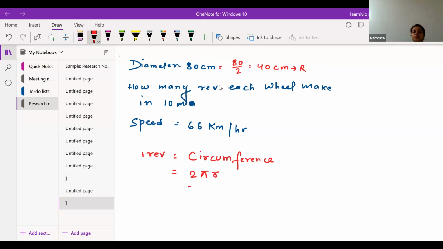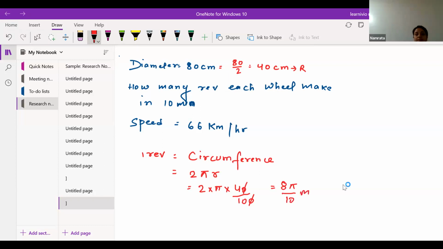We know the rate 2 pi r. 2 pi r is 40, and this is in centimeter. So if we will try to calculate the circumference in meter, we have to divide it by 100. Okay, let's keep 10 in the denominator. Don't cancel it out. So we will be having 8 pi by 10 meter. That means 0.8 meter, right?